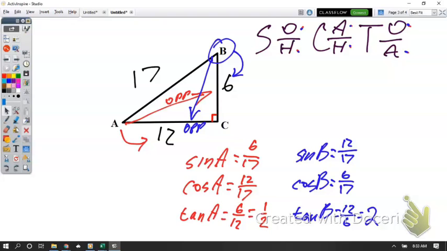This is going to be used for other things later on. We can use this to find other stuff, but we'll talk about that in another video. For right now, I just want you to see how to get the ratios sine, cosine, and tangent of a right angle.